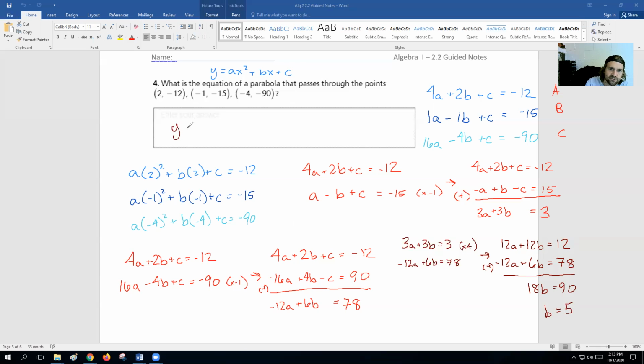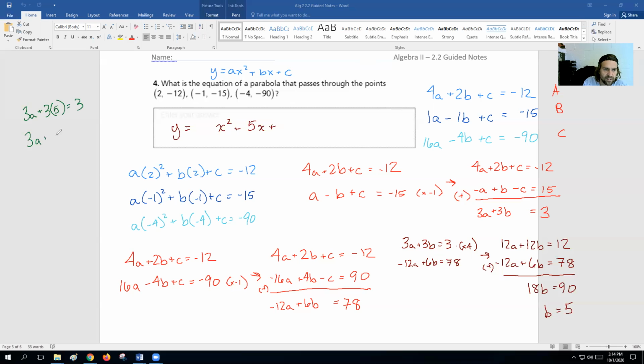So the equation is y equals something x squared plus 5x plus something. We've got to find the c and the a. Let's go ahead and do the a next. I can take this term here, 3a plus 3b equals 3, and just plug in our b. So 3a plus 3 times 5 equals 3.